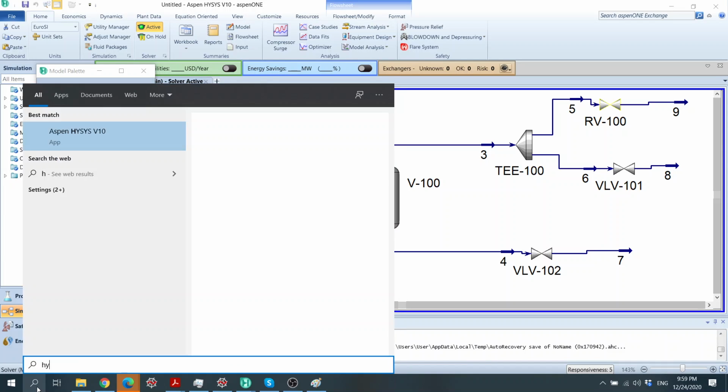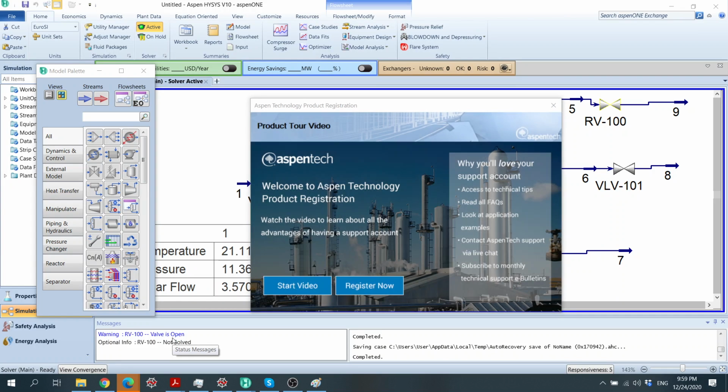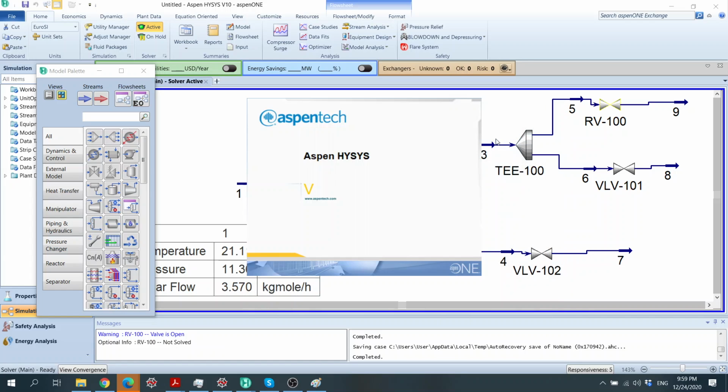I'll just make another one. So far, do you have any questions? Yeah, I know that I went through this very fast, because the question was how to use Aspen HYSYS to do the calculations, which I respond: you don't need to use Aspen HYSYS to do calculations. You have to do the calculations manually. Aspen HYSYS is just a tool.